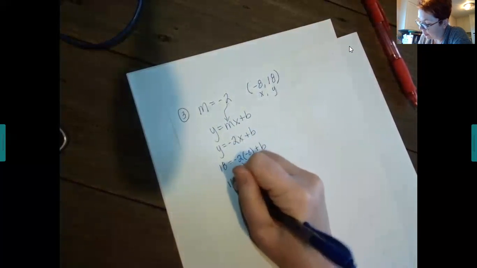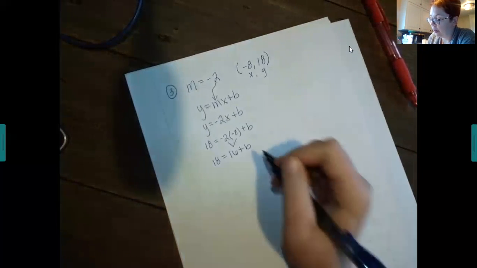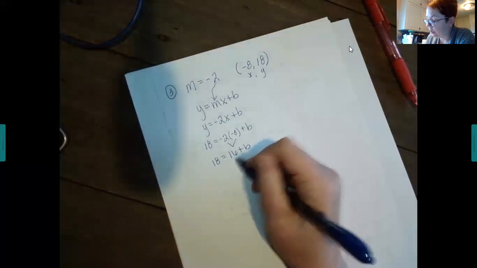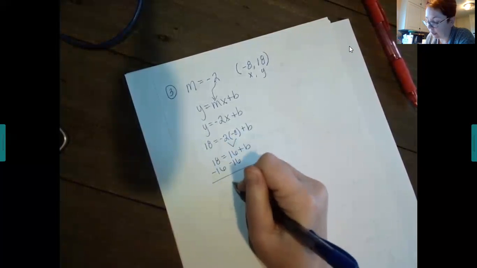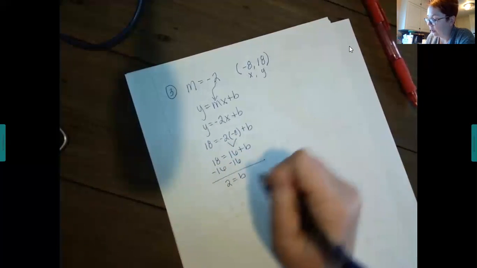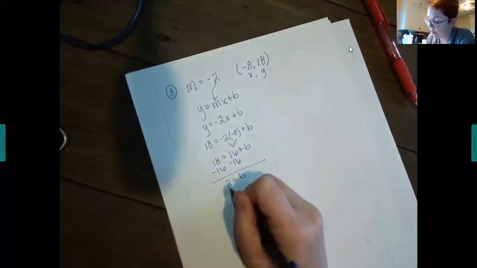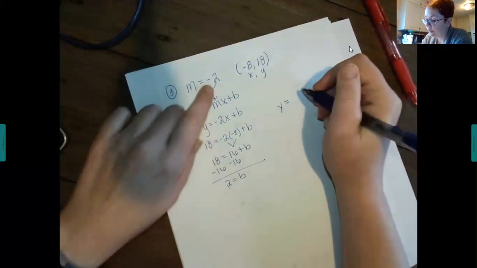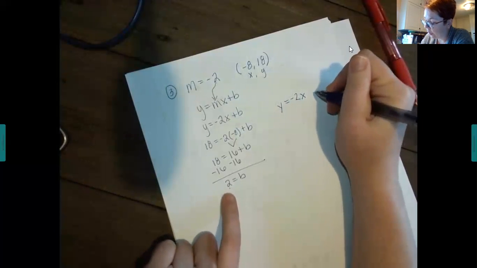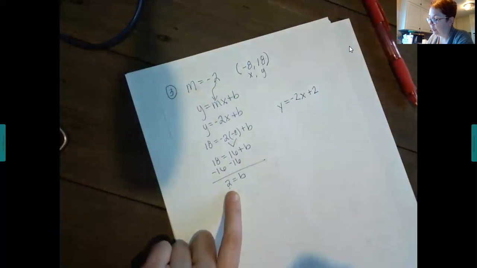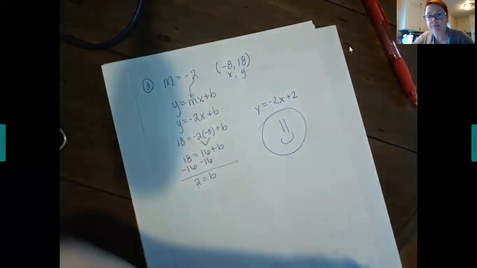Negative times a negative is a positive. And then again, to solve for b, we're going to subtract 16. 18 minus 16 gives us a positive 2. So now we know what to substitute in for our y-intercept. Our given slope was a -2. Slap that x on there. Our y-intercept is a positive 2. And so we have +2. Not too bad, right? Yeah.